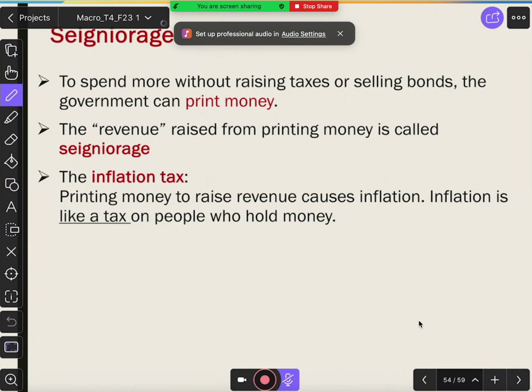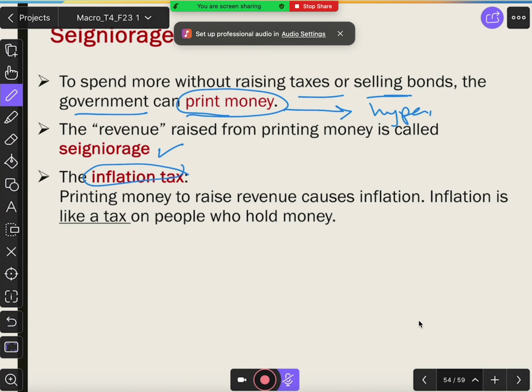Okay. Seigniorage is a word that is related to printing money, which is basically spending more without raising taxes or selling bonds. So the revenue from printing money is called seigniorage. As we said before, if it is not controlled, seigniorage can lead to hyperinflation. And this is what we call a tax, right?